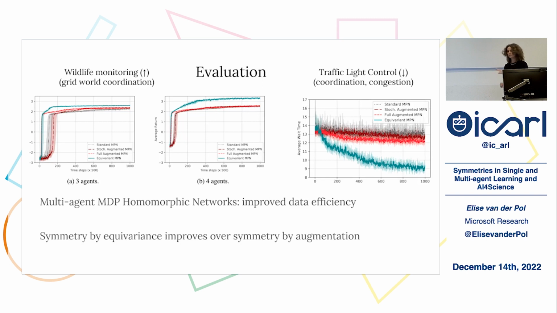For traffic light control, lower is better because we're plotting here the average wait time of vehicles in the traffic system. And that's what we would like to reduce. And you can see in both cases that enforcing the symmetries that are present in the problem actually helps us with data efficiency again. And importantly, symmetry by equivariance improves over symmetry by data augmentation. Especially in traffic light control, there's quite a big difference. And I think that's because the coordination problem is quite difficult. So if you run into a good policy one time, you want to make sure that you can immediately replicate this for all rotations of your problem.